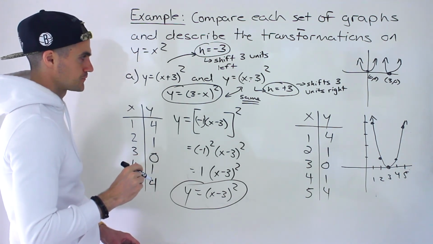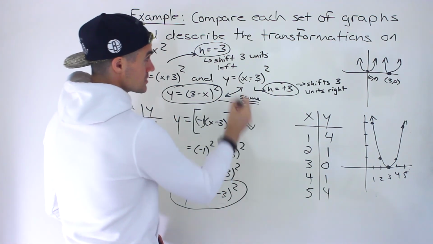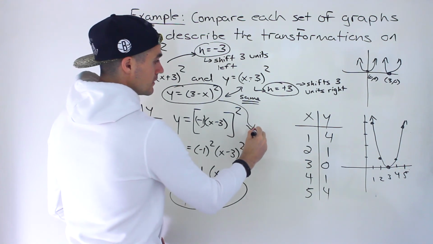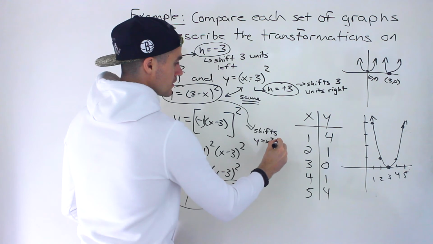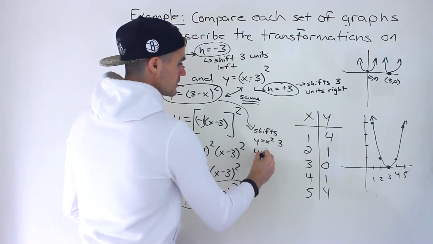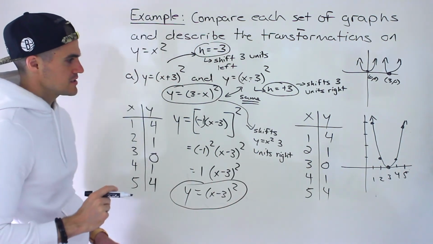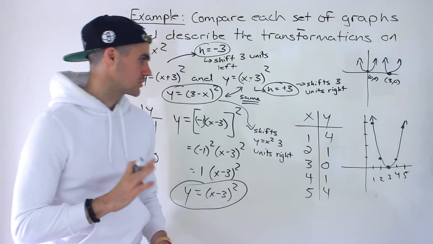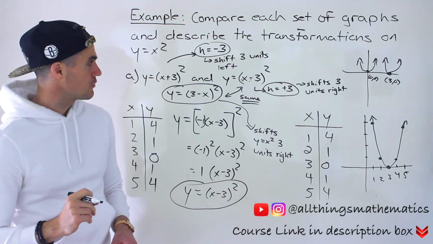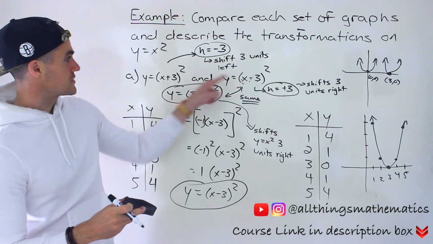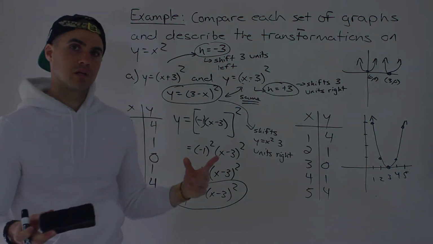And yeah, so because this is the same as this, it's the exact same transformations, we still have to describe them: shifts the base function y equals x squared 3 units right. Okay, so kind of a tricky question, kind of a unique scenario, but it does come up, so I wanted to go through it. Right, so these two graphs in part A are different, but then these two graphs in part B are the same.